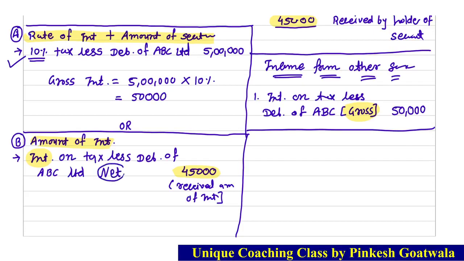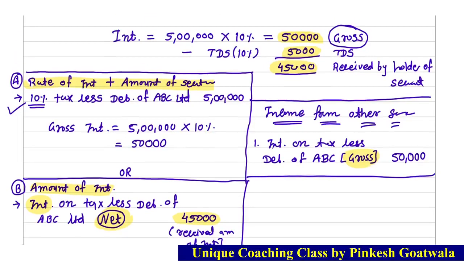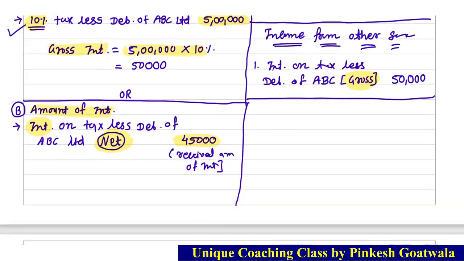Which amount is this? It is the net amount, not the gross. Which amount is given in the question? The net amount was given. When both the amount of security and the rate of interest are given, it's very simple: directly take the percentage and you will get the gross interest. But if the interest amount is given, remember it is a net amount.